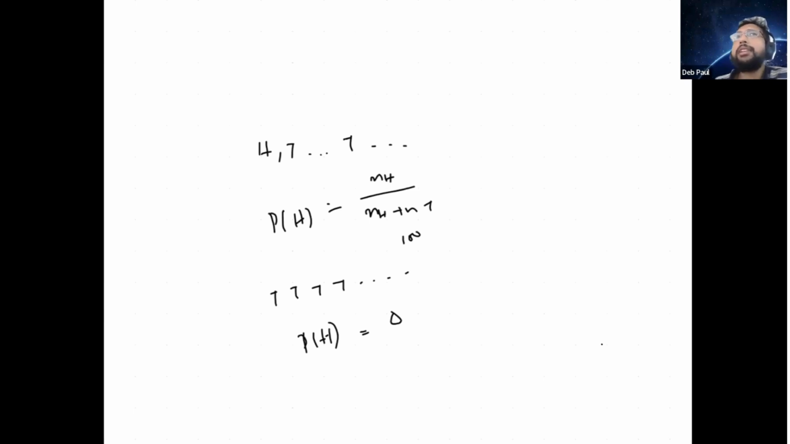In this case, as you mentioned, all are tails, so the probability of head is 0, then the probability of getting a tail would be 1.